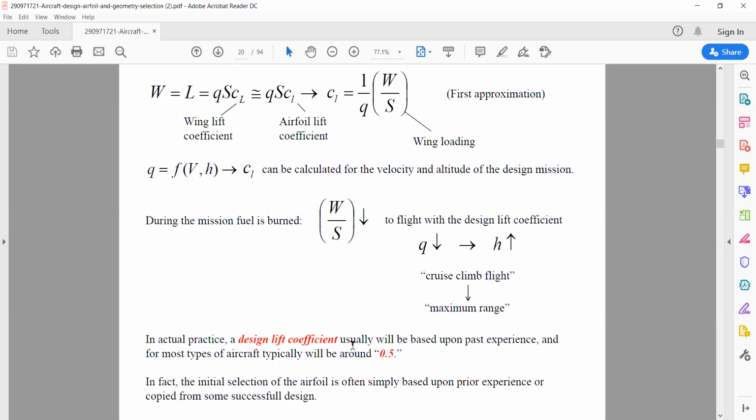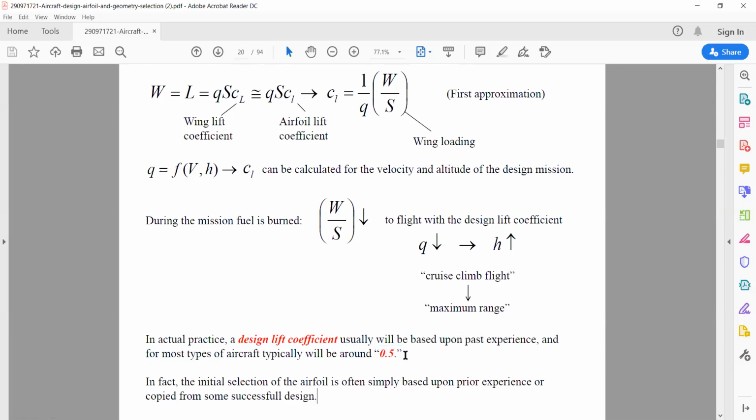So in actual practice, design lift coefficient will be taken as 0.5. Based on past experience, when we tested different aircraft, most of the time we take a design lift coefficient of 0.5, where we can see the minimum drag. So minimum drag will be there at that point.